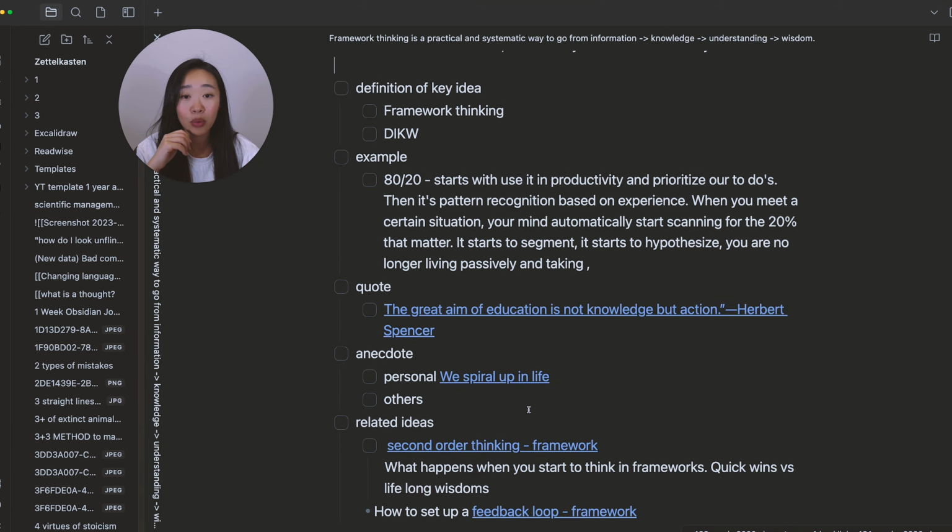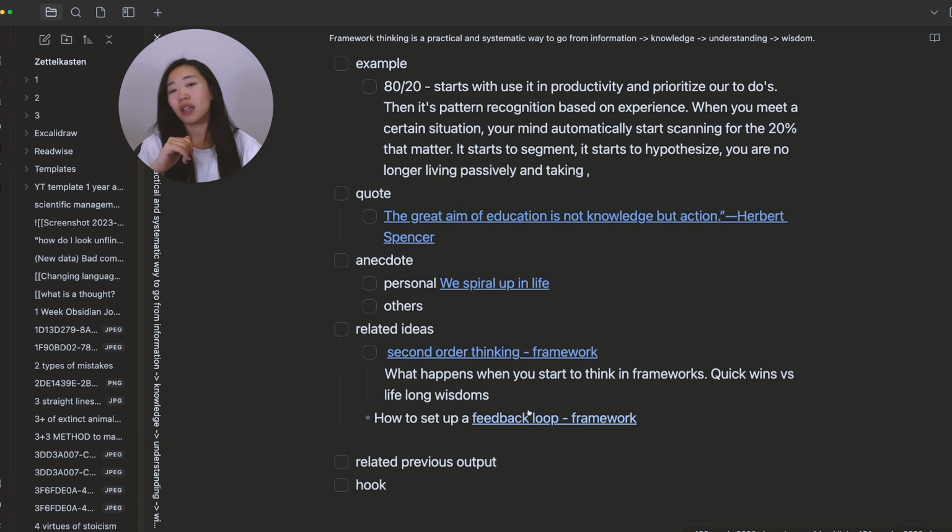And then examples, right? The one I put down here was the 80-20 rule. If you've been here for a while, it's the easiest one to get started, right? Start using it in productivity and you prioritize to-dos. But then there's pattern recognition based on experience, right? You start to get a feel of, what's the 20% that's going to yield that 80%? You start to spot the patterns in your own way of behavior. And so your mind starts to automatically scan things, not just for productivity, but for somewhere else. And it starts to hypothesize, and you are no longer just living passively. Okay, and then quotes, right?